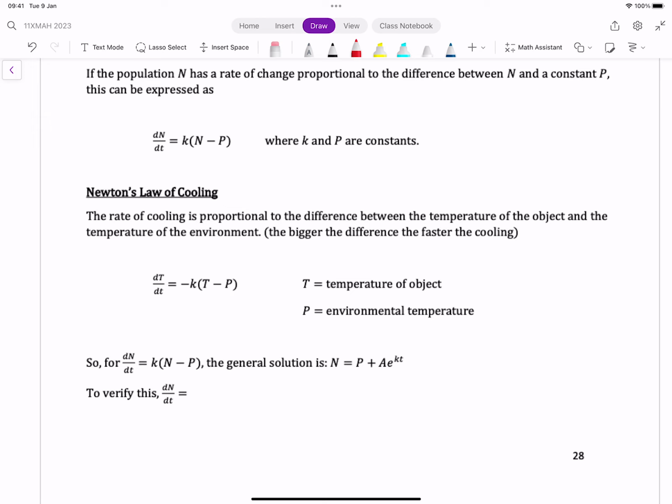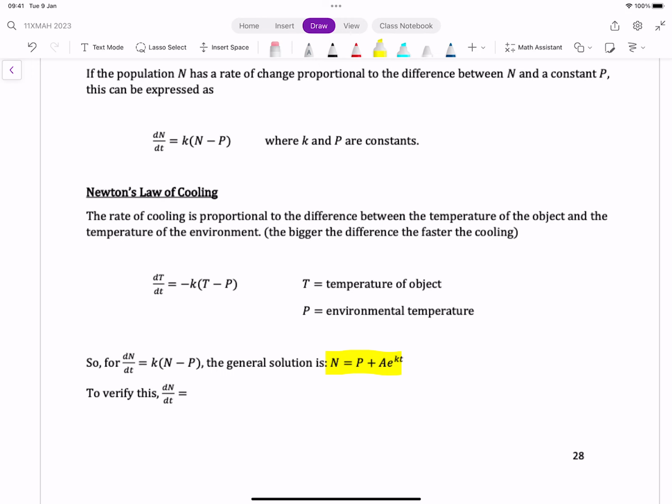Now, technically, Newton's law of cooling is not in the syllabus, but really the questions you're doing are Newton's law of cooling. They just don't tell you that. Newton's law of cooling, same as population growth, says dN/dt is k times (N minus P), or dT/dt is k times (T minus P), where P is some constant. Not important to focus on that because you're going to derive that each time when we do these problems. The main thing we're going to focus on is this.